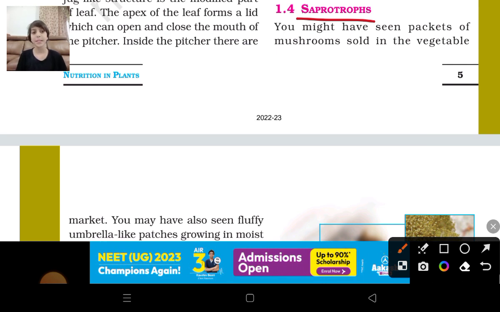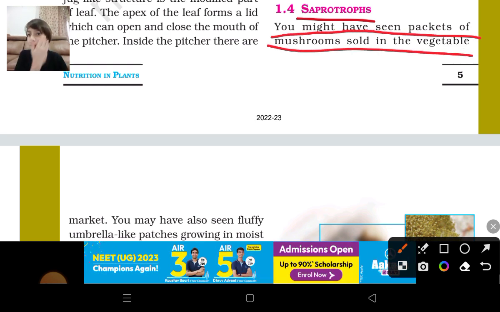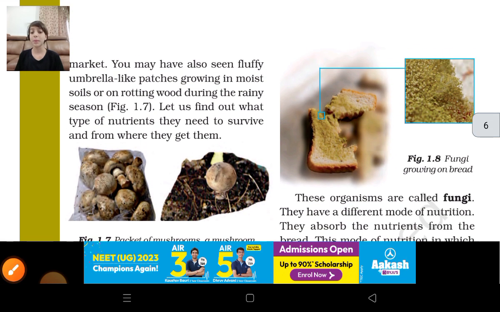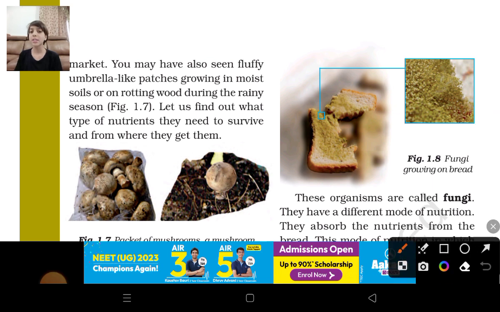And let's start this topic. You might have seen packets of mushrooms sold in the vegetable market. Okay, so in our vegetable market, we often have seen that mushrooms are sold. You may have seen fluffy umbrella-like patches growing in the moist soil, or on rotting wood during the rainy season.